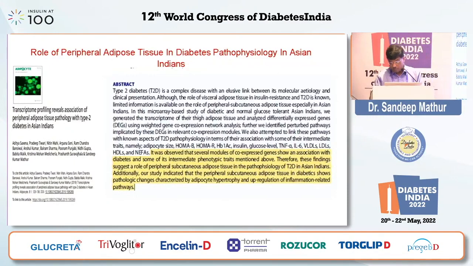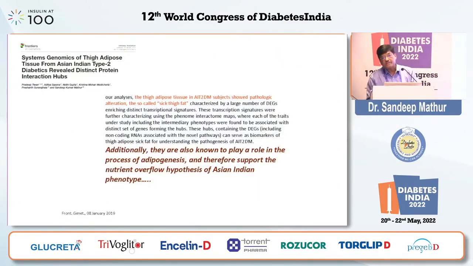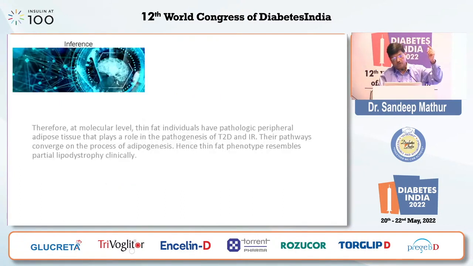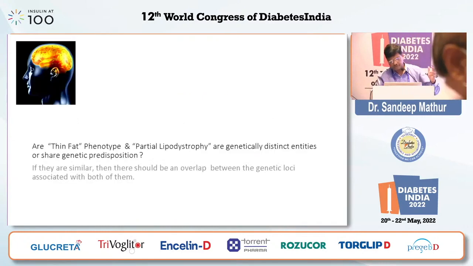Number two, the same study we replicated, and we find all these genes in expression profiling, because we are experts in transcription profiling, multi-omics, gene expression patterns and molecular function, and these molecular functions converge on the pathological process of adipogenesis. I have shown at the cellular and molecular level that it is poor adipogenesis in peripheral fat that is playing a role, mimicking your lipodystrophy syndrome. So this is how it mimics.